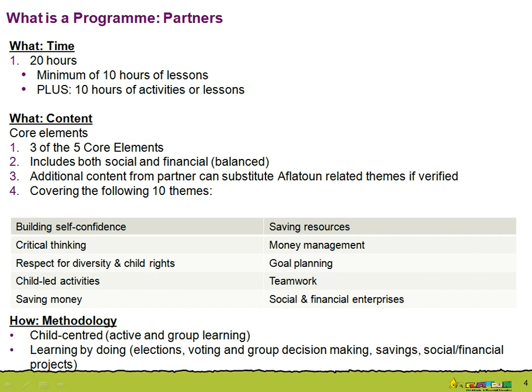So essentially here we have the bare minimum for a classic Aflatun program. Finally, methodology. It's important that the program be child-centered, so it must include some sort of active and/or group learning. And there must be some learning by doing, which is a bit related to the active component. But this includes things like elections to put into practice what children learn about respecting others' opinions.